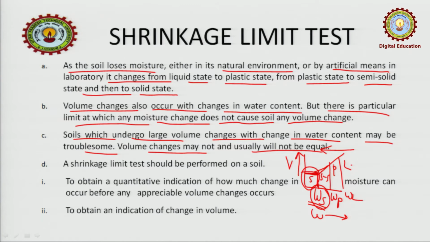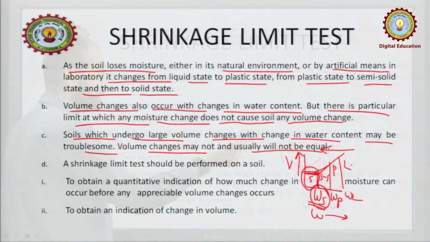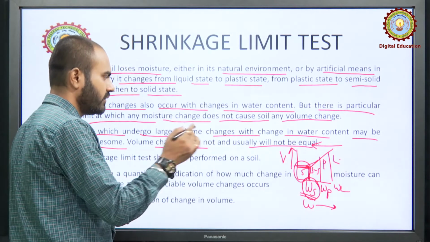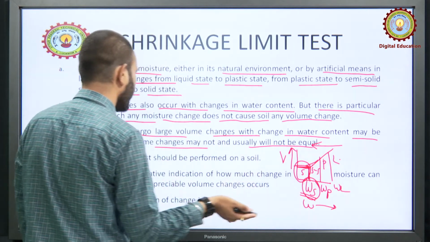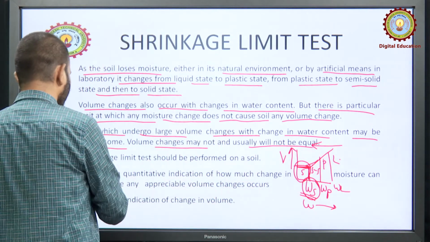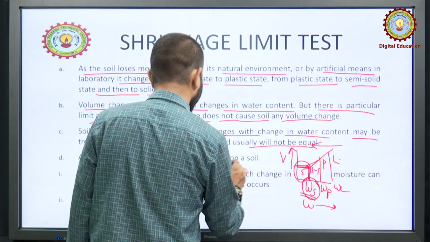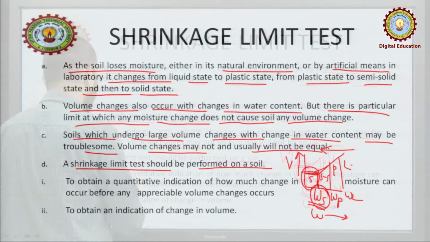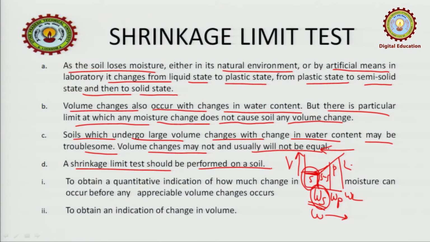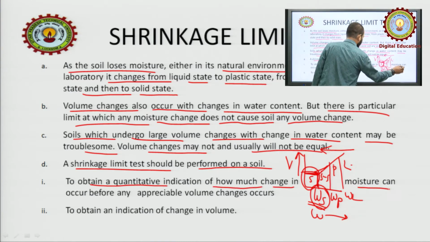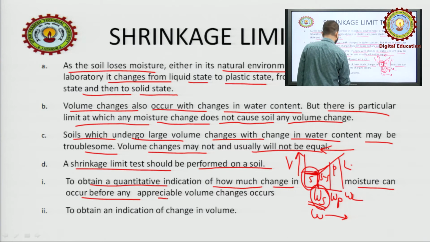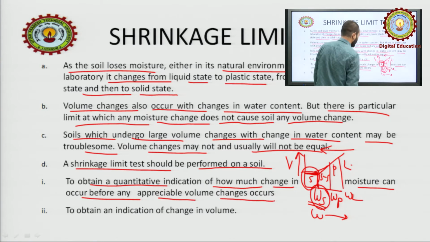So you cannot derive a particular relationship between them, that at this it will be this only. It will fluctuate according to different conditions such as temperature and all. A shrinkage limit test should be performed on a soil. Why should we perform the shrinkage limit test? To obtain a quantitative indication of how much change in moisture can occur before any appreciable volume change, okay.